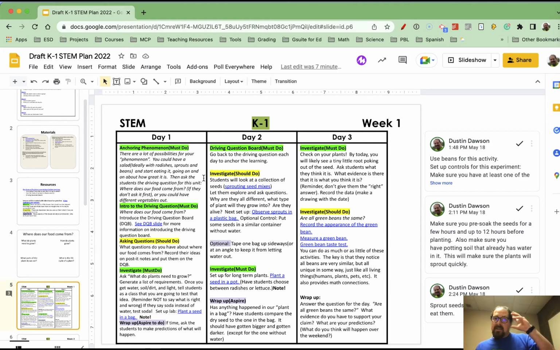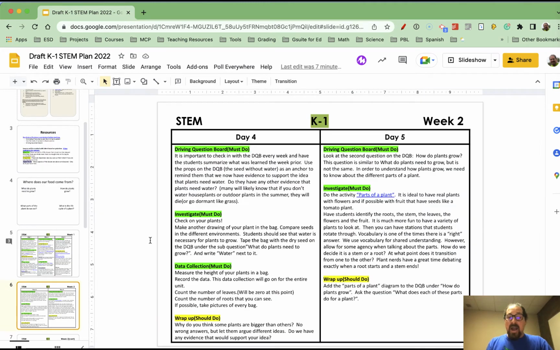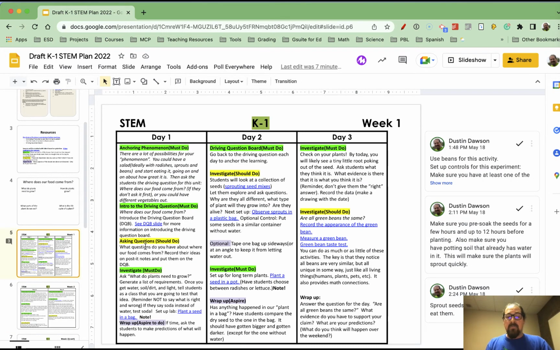And so that is this anchoring thing for the students. They make a connection to it, and then we'll keep referring back to, where did my salad come from again? What part are the leaves of the salad from? Well, they're leaves. So that's it. And then introduce the driving question board. That's this part here. And then if you have time, and it's really ideal to do this, asking questions.